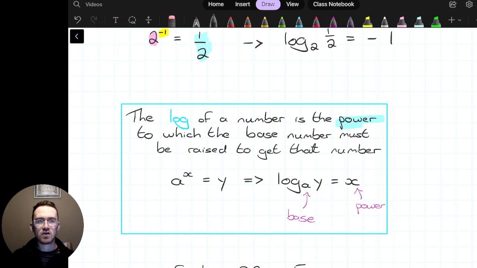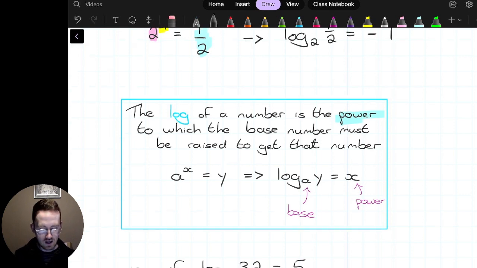So our log, the answer to any of these log questions, is going to be a power. And then the number in the middle, that y there, is your answer to your exponential ones. So that's what do I get when I put the base number to that power. Okay, so it's a handy way to move between our exponentials and our logs.